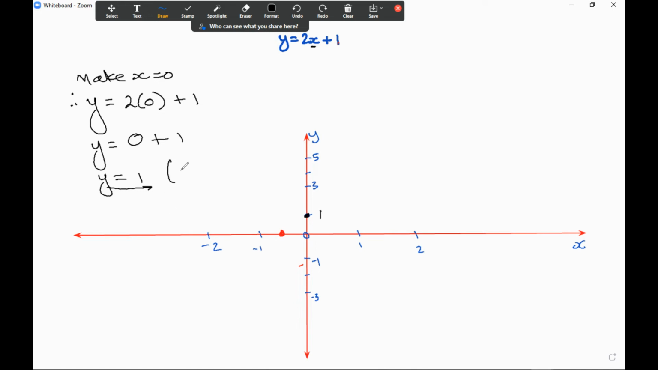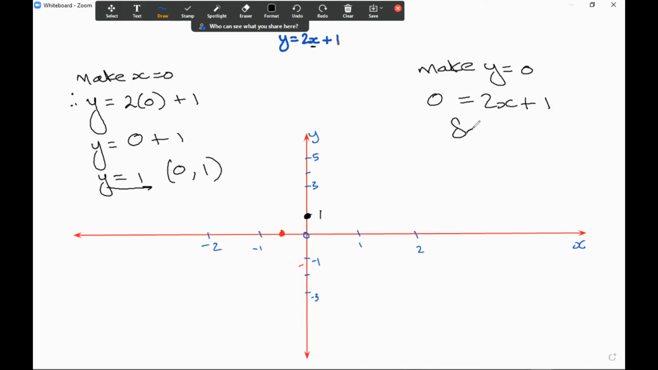How do I write this coordinate? X is 0 and y is 1. Because every coordinate, and that's going to be this coordinate over here. That's this coordinate over there, right? 0, 1. The next thing I'm going to do is make y equal 0.